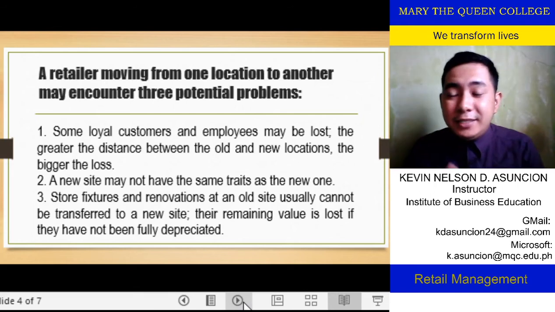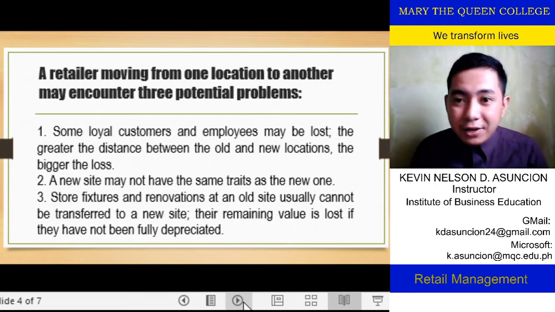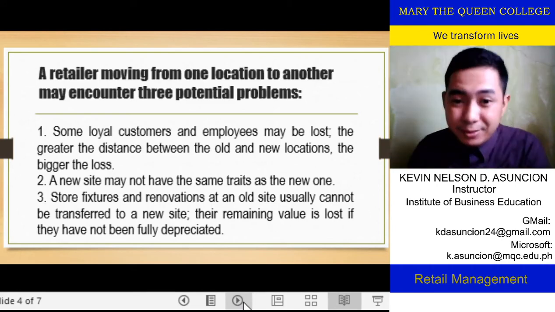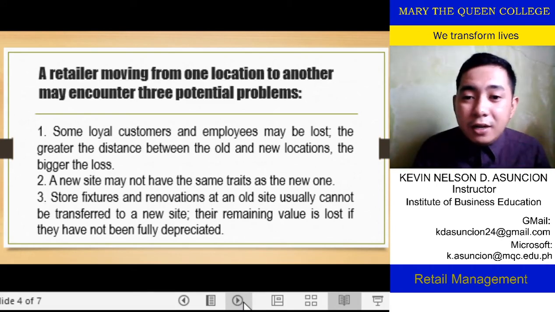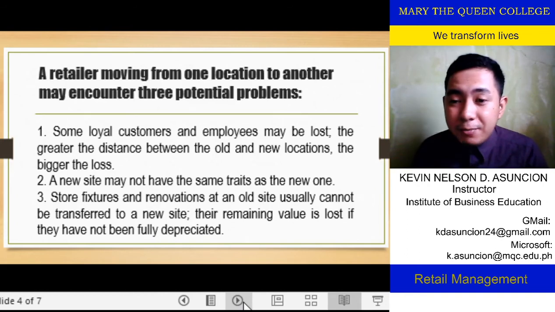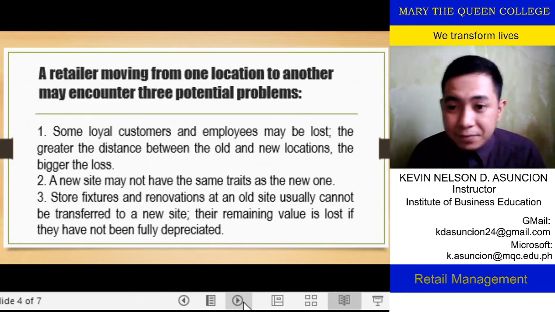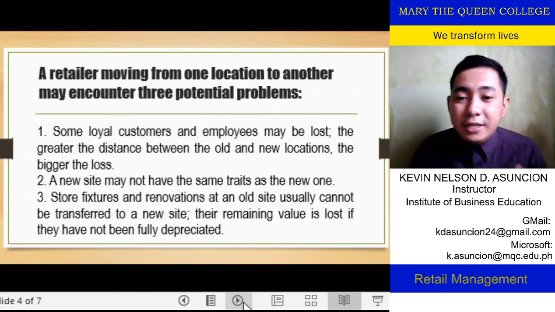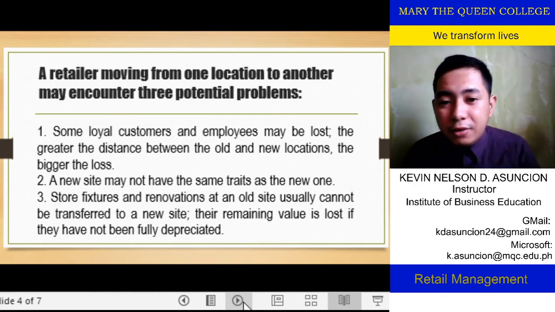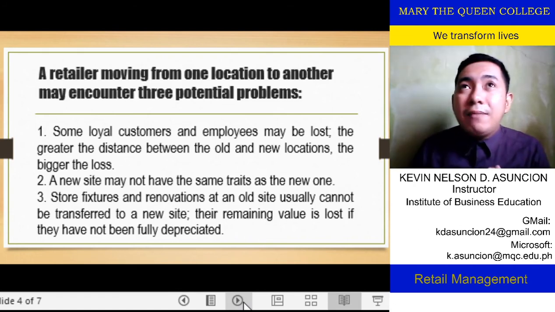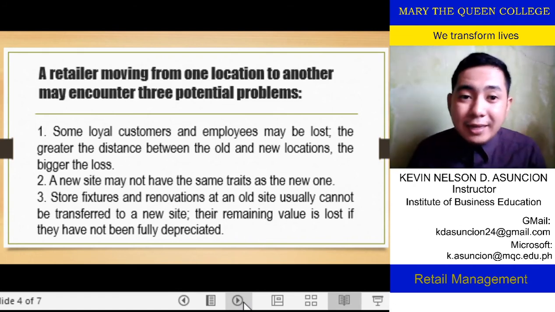Especially if you are a specialty retailer. But if you're not a specialty retailer, customers will go to what is nearer, to what is cheaper. Some loyal customers and even your employees can be lost, because employees consider their fare. So the greater the distance between the old and the new location, the bigger the loss. You lose the target market you had previously pinpointed.